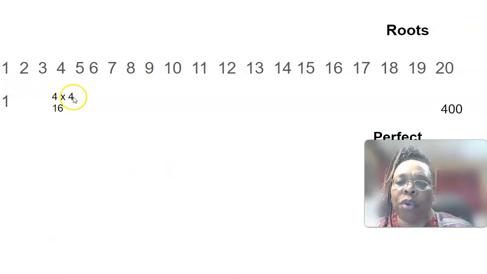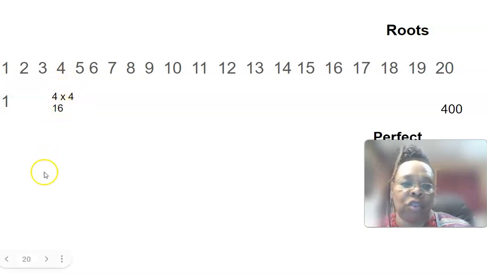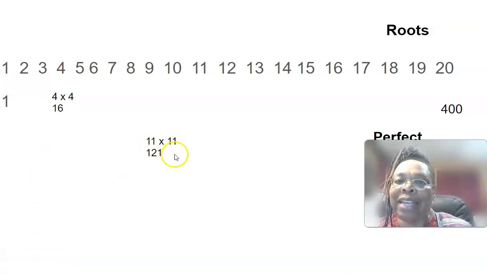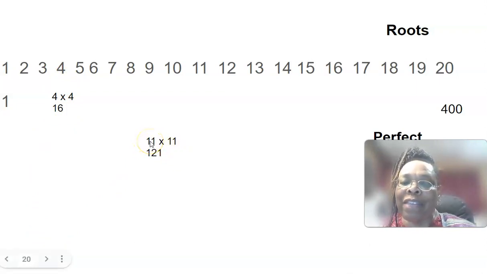4 times 4, the expanded form, is 16. The root is 4. The perfect square is 16. 11 times 11. The root is 11. The perfect square is 121.